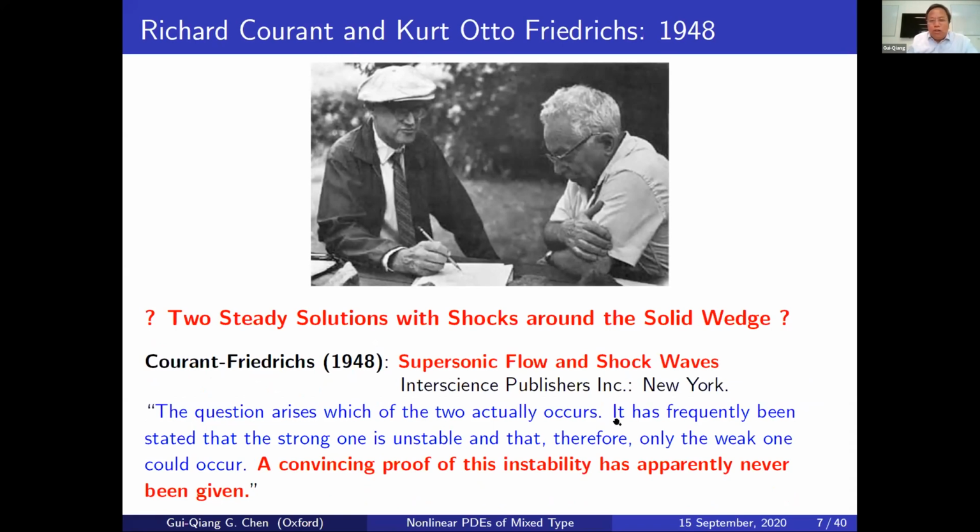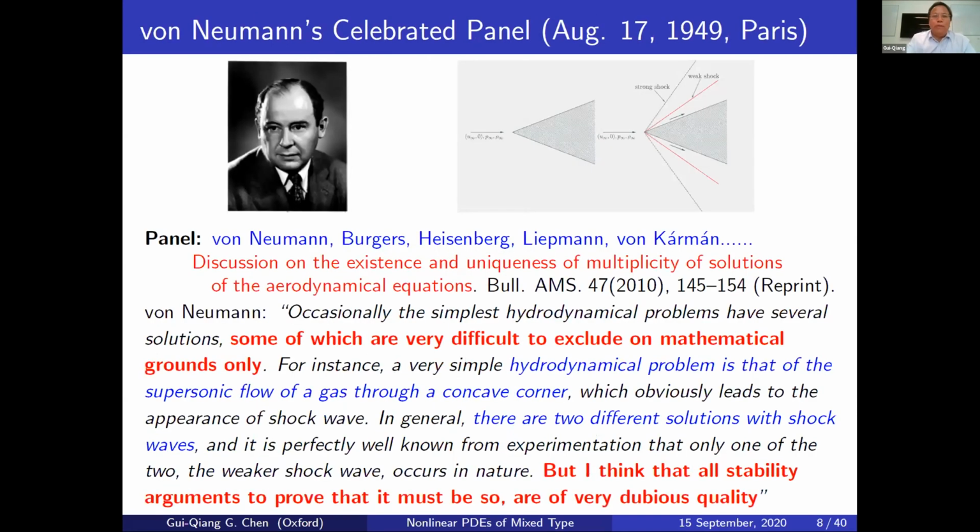I quote here: it has frequently been stated that the strong one is unstable, and therefore only the weak one could occur, and a conventional proof of this instability has apparently never been given. This caught the attention of von Neumann. He organized a panel discussion in Paris in 1949 during the joint conference by the International Union of Theoretical and Applied Mechanics and the International Astronomical Union.